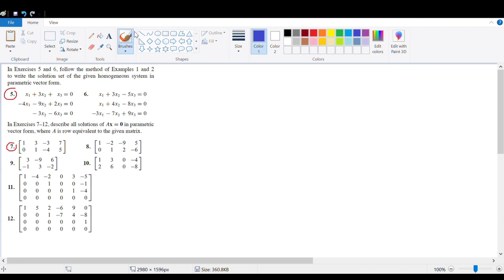In exercises 5 and 6, follow the method of examples 1 and 2 to write the solution set of the given homogeneous system in parametric vector form. So here we have a linear system. We need to find the solution, then write this solution in parametric form. So first we need to write the matrix, then solve this system.